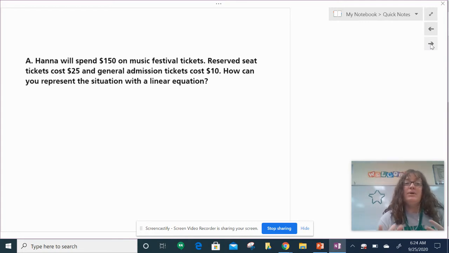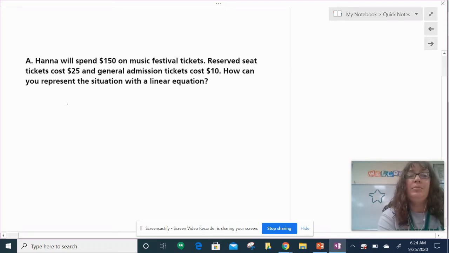So first of all, what I'm going to look at is I'm looking for a total amount of money or a total amount of whatever, and then I'm looking for 2 specific situations. Those 2 specific situations are going to be represented by variables. So for a reserved seat, I'm going to say x stands for the number of reserved seats that I would purchase.